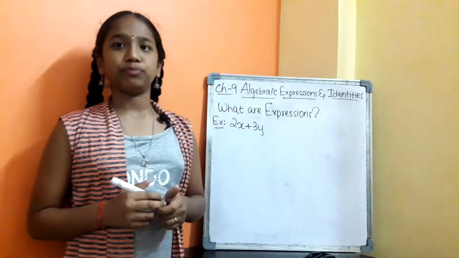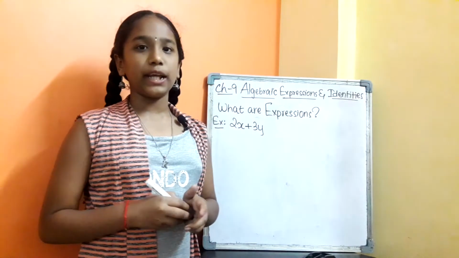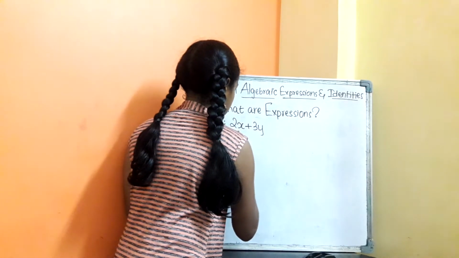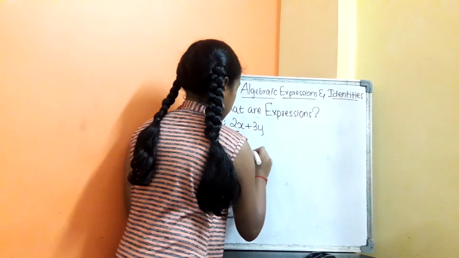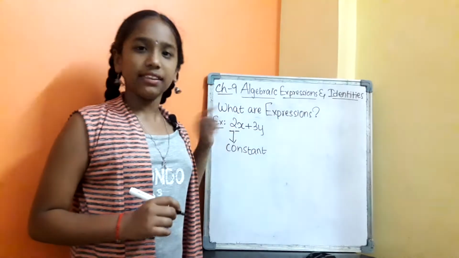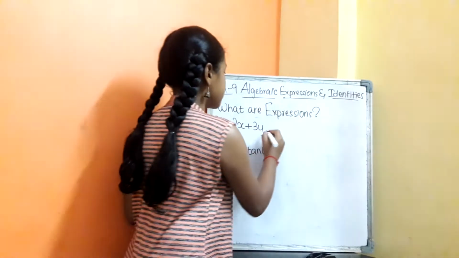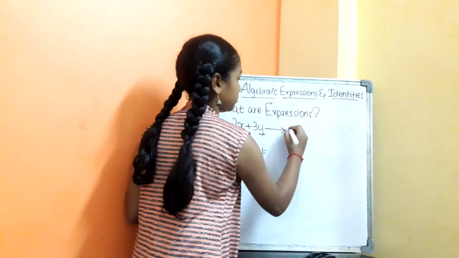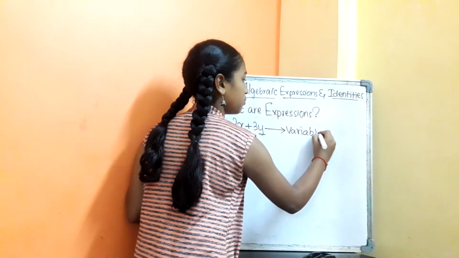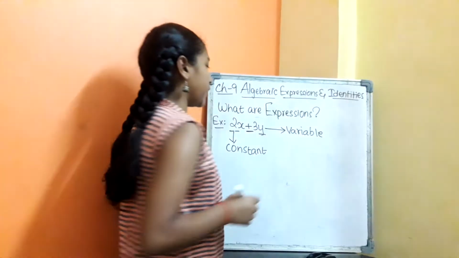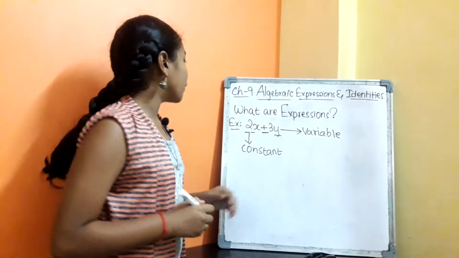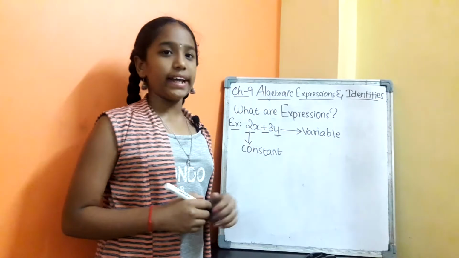This is an expression. What does an expression contain? In this expression the constants are 2 and 3, and it also contains a variable, and a numerical operation. Okay. So you understood what are expressions.